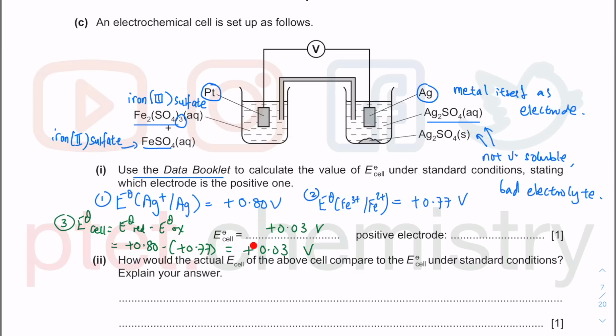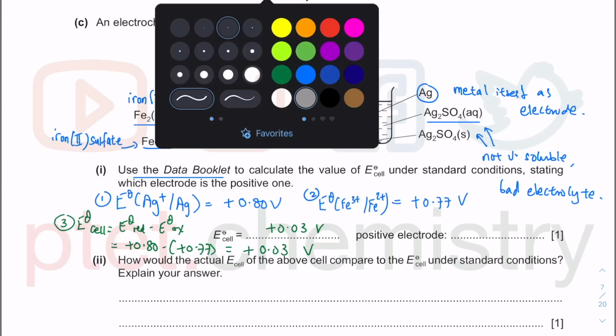Calculator will not show you the plus, but E cell as stated in all the E naught values, sign, value, and unit, unless you're 0.00, which is not likely unless you have the standard hydrogen electrode. They are looking now for the positive electrode.